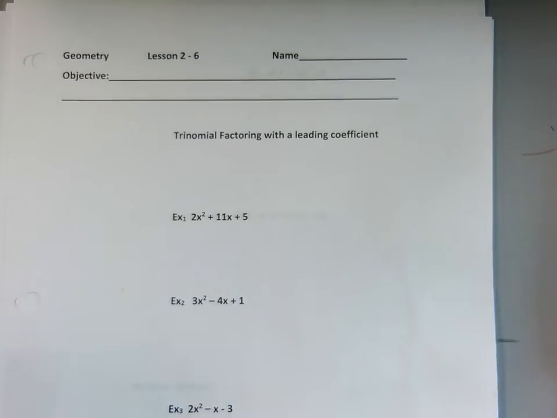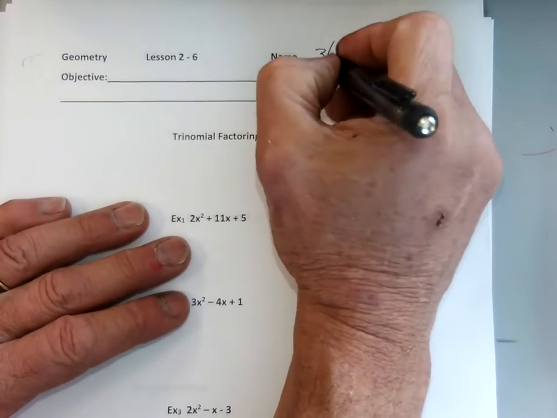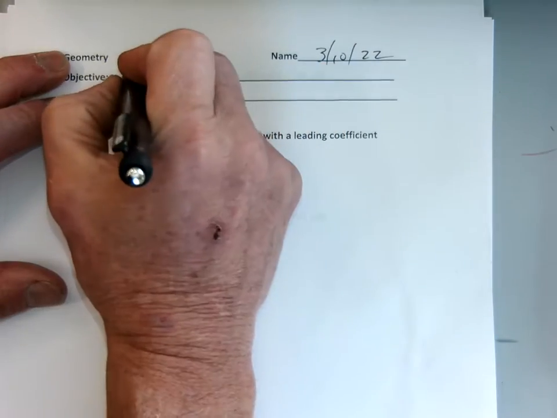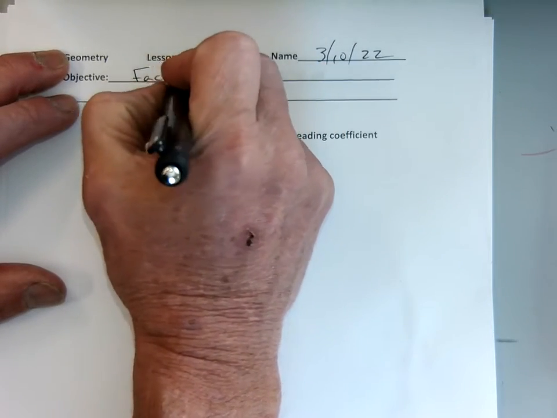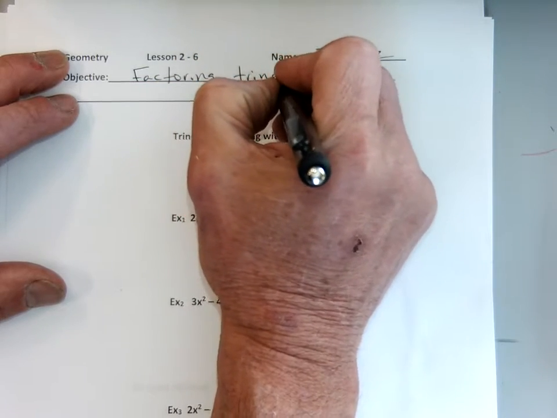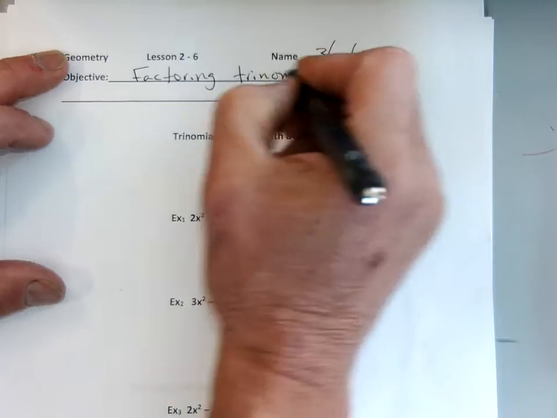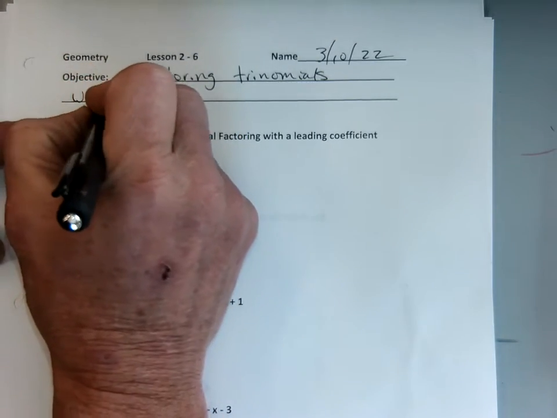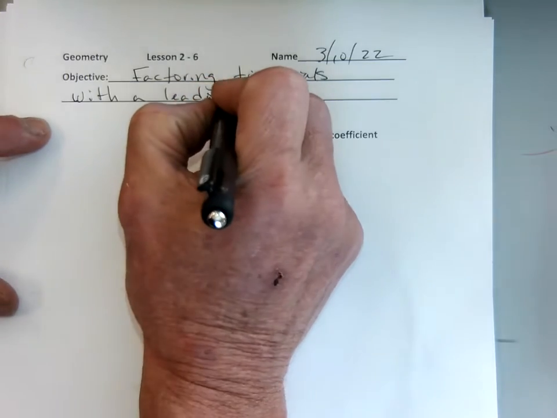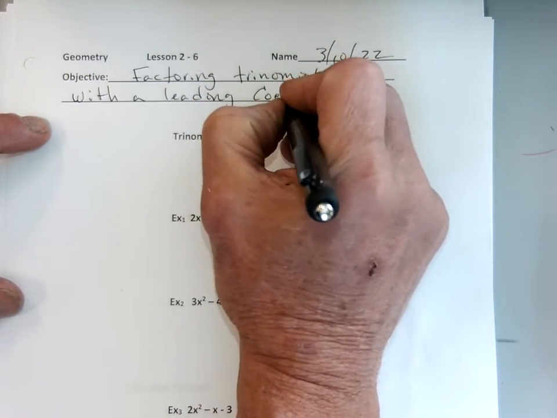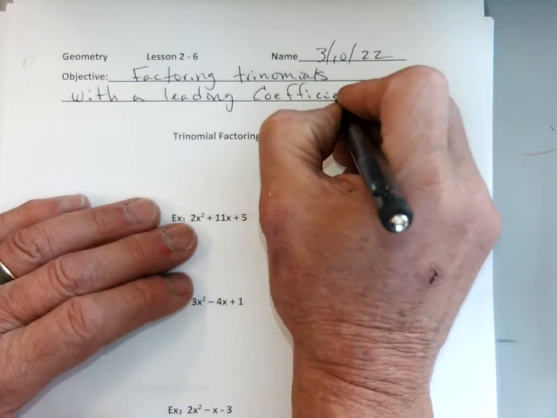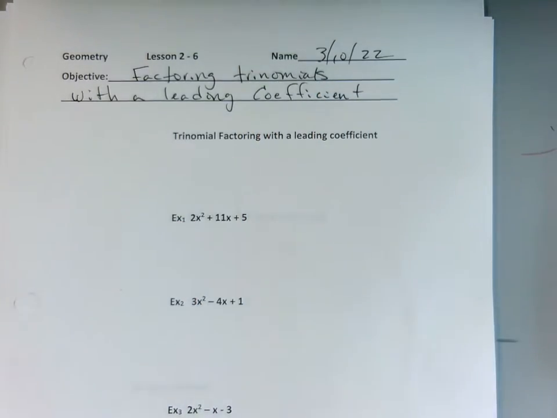All right, today's lesson, that's 3.10, 22. So our objective today is factoring trinomials with a leading coefficient. What the heck? Don't you wish I'd just use real words instead of these math words?